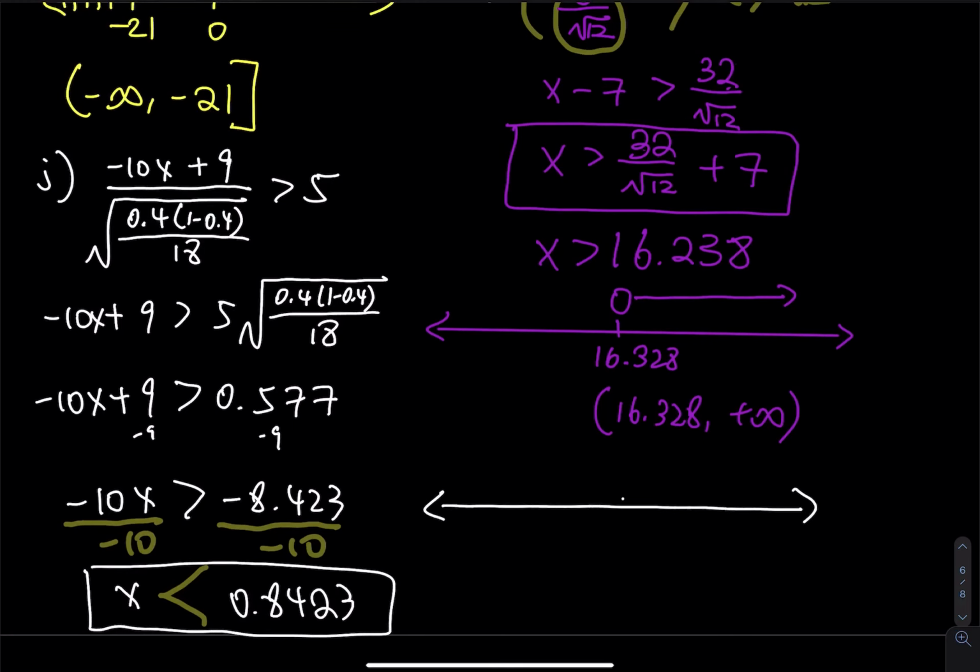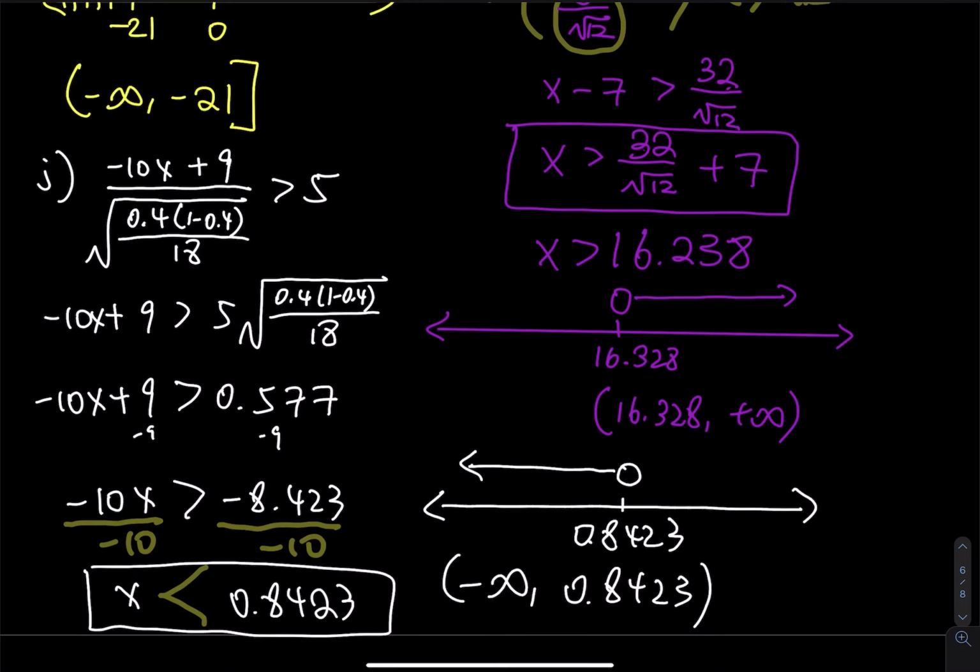We have 0.8423, this is a less than, so that will be from negative infinity to 0.8423. So that is the end of this example and also the end of this video.